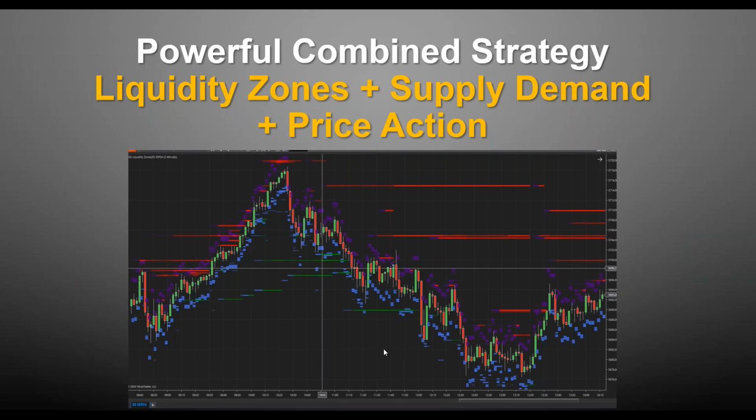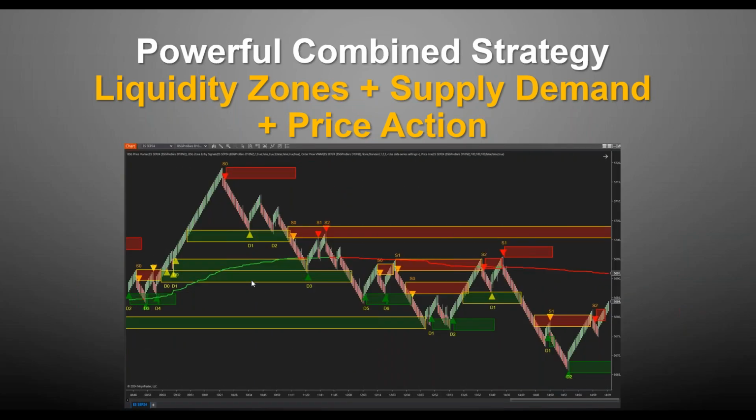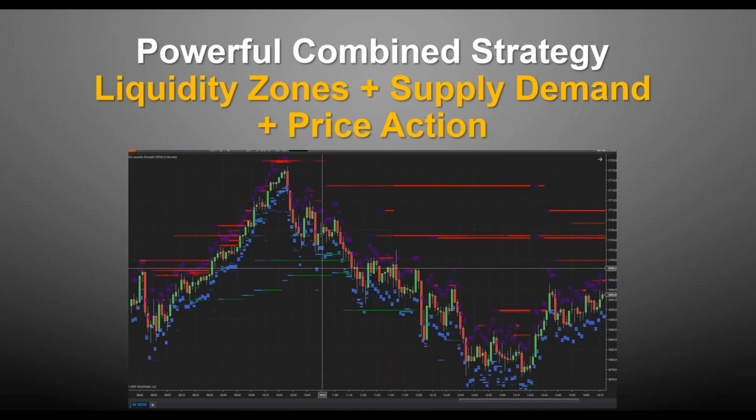Okay, so same day, same chart. I wanted to show you, I usually trade with two different charts. One is liquidity zones, and the other chart is our supply and demand indicators. You can see every time the price breaks out. Let's go back to the same chart. You can see in this chart right here, the price was breaking out from here. So same thing.